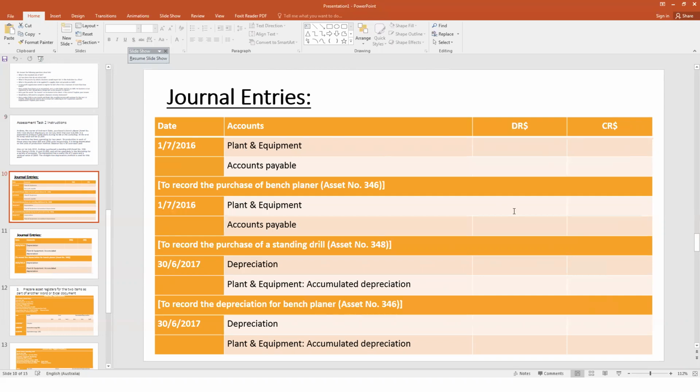I'm giving you the model. I'm not going to give you the numbers because you need to calculate by yourself. But this model will really help you, because if you're very new to accounting, this is really going to help you with the journals.